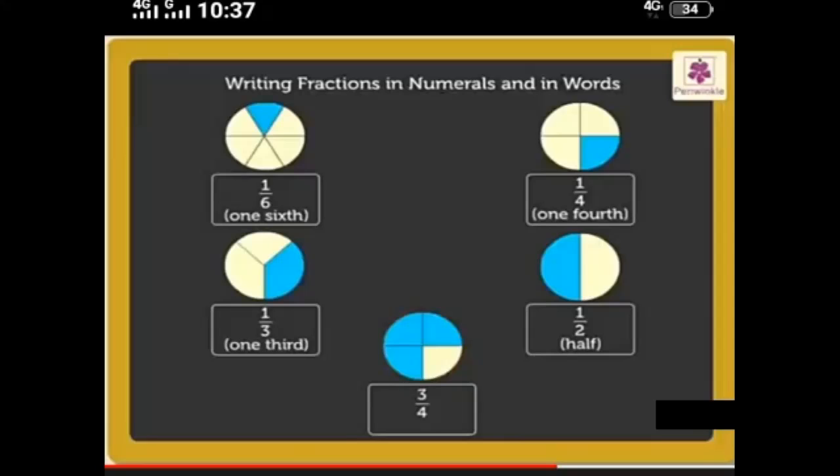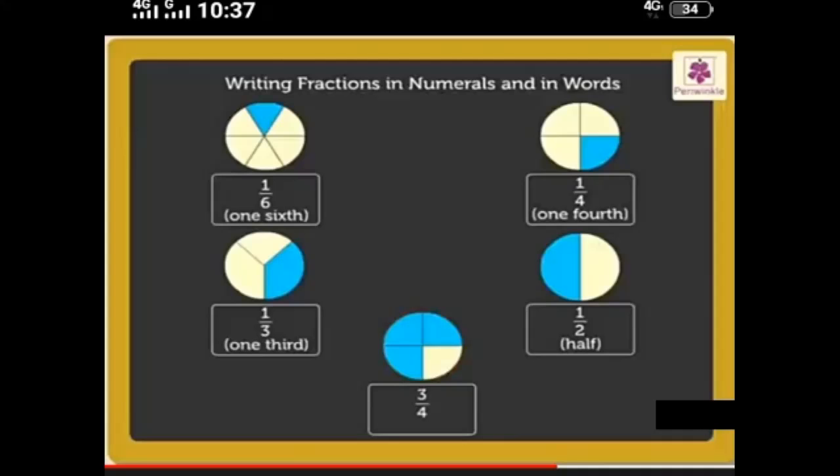First circle, how many equal parts does it have? Count each. 1, 2, 3, 4, 5, 6. 6 equal parts. That 6 is the denominator. Denominator is the whole part.